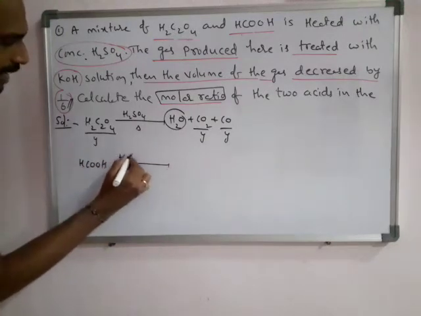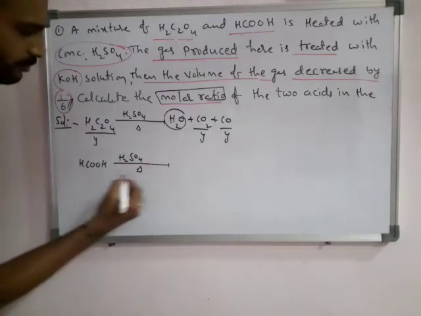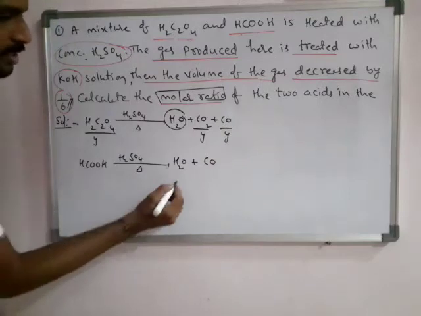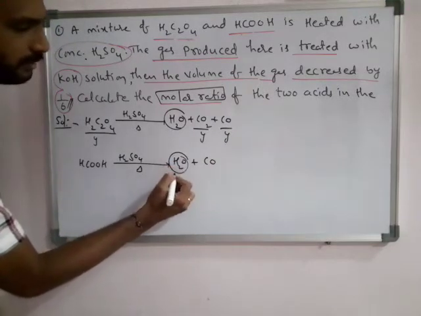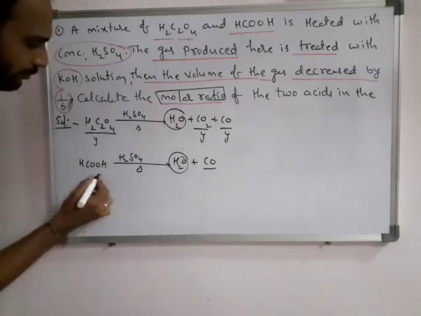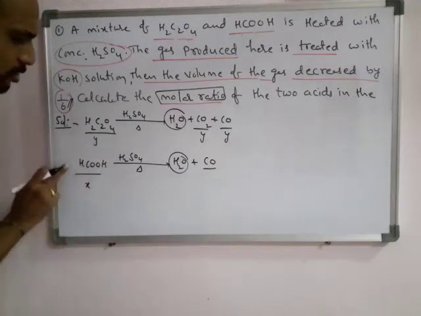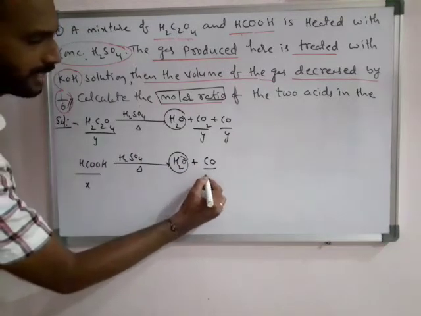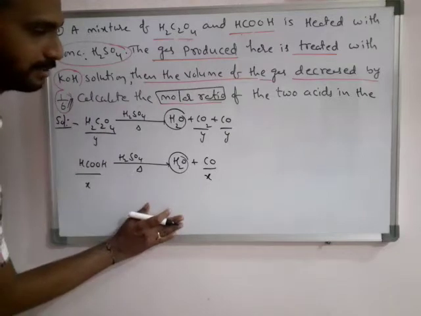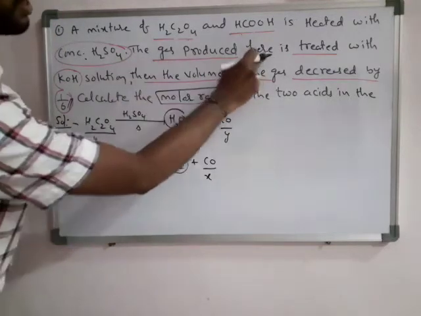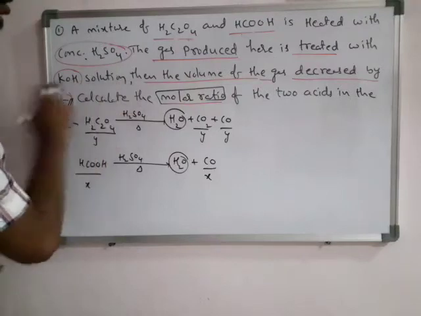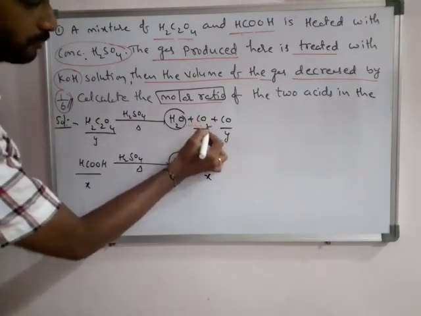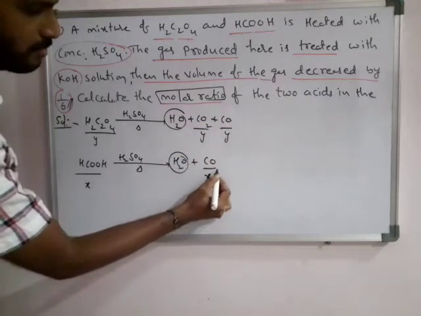On heating formic acid with H2SO4, again there is a formation of H2O and CO. Leave this water; the gaseous product is only one. We are taking X moles of formic acid, again 1 mole to 1 mole, so X moles of carbon monoxide gas is released. Now the gas produced here is treated with potassium hydroxide solution. The gaseous products are Y moles of CO2, Y moles of CO and X moles of CO.